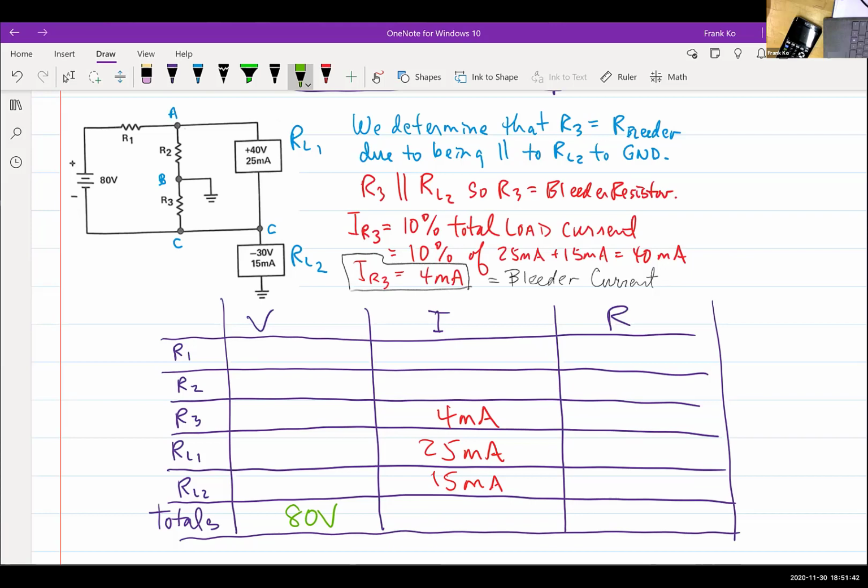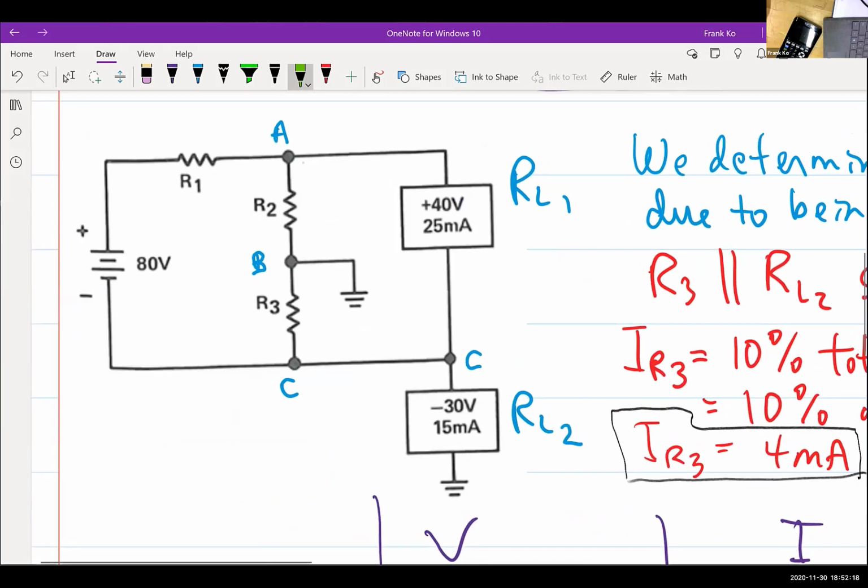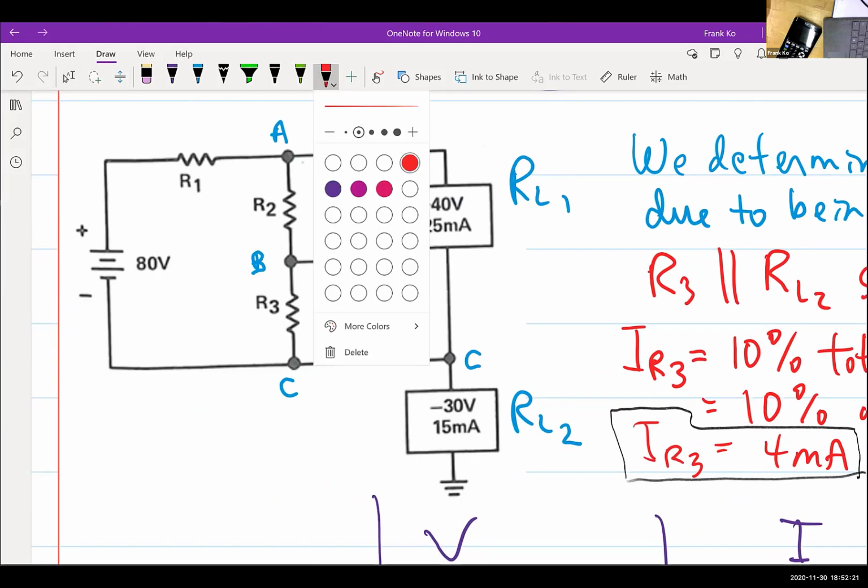Load voltages. So RL1 is how much voltage? 40 volts. RL2 is? It's 30 volts. And you'll see why it's negative, but why we only write down 30 volts in our table. Let's go ahead and polarize everything so you can see how currents flow in this particular circuit and why it comes out looking negative. Is there anything else that's given? Nothing else is given. We filled in all the givens plus our bleeder current. All right, so let's go ahead and analyze how currents are flowing in this particular circuit. Okay, let me change the pen tip.